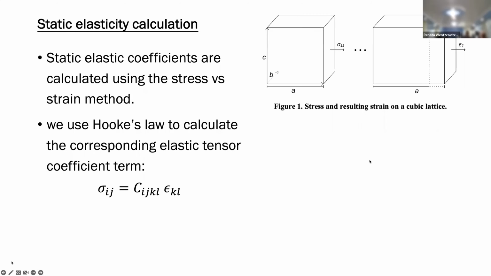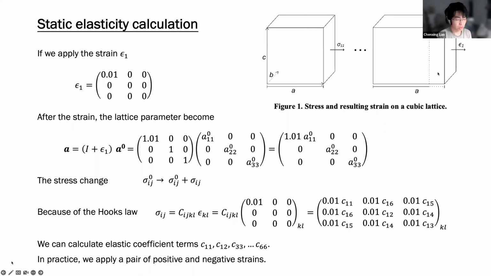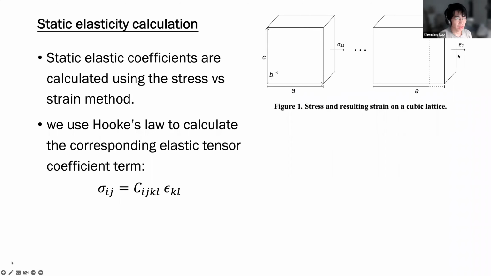So next, I will show you how to perform the static elastic calculation. Static elastic coefficients are calculated using the stress versus strain method. Or in other words, this is just Hooke's law. If we strain the system, for example, in the A direction, and we call that strain epsilon 1, and we obtain the stress change, we can use this relationship to obtain CIJKL.